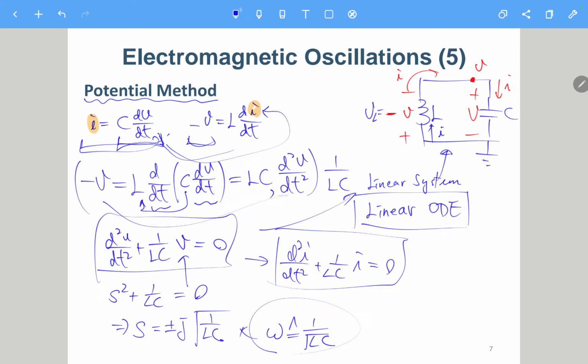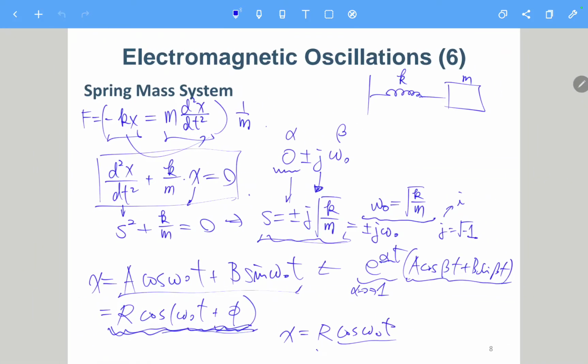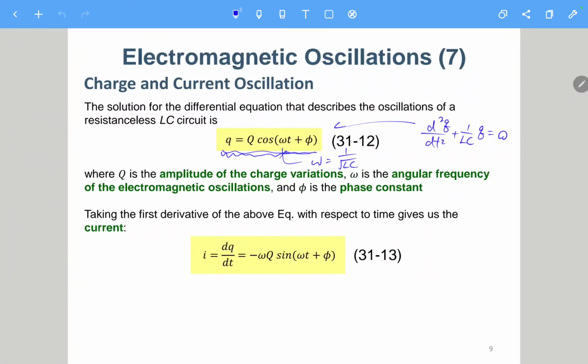So this is the difference between the LC oscillator and the spring mass system. The oscillating frequency depends on the L value and also the C value. And for the spring mass system, it relates to the spring coefficient and also the mass of the object.